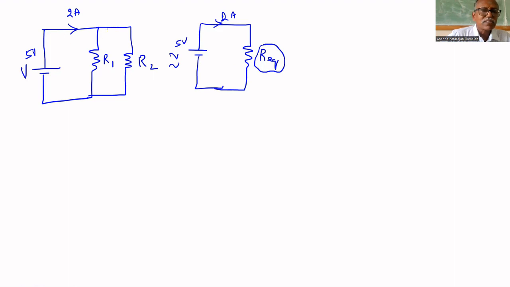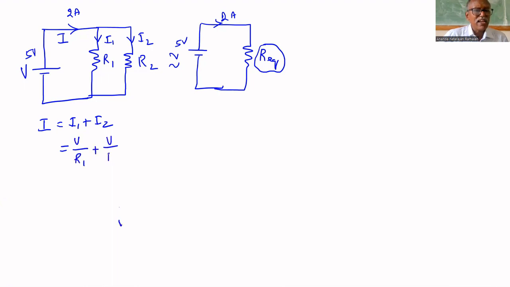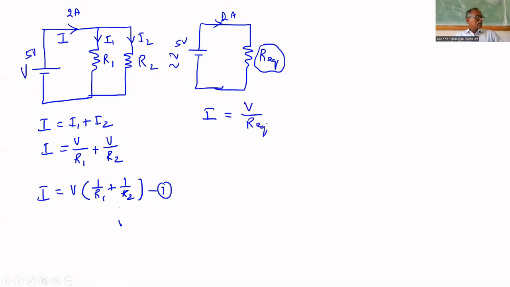How to find that? What is current through this, I1? What is current through this, I2? What is total current? I. So I can write I equal to I1 plus I2. By Ohm's law, how can I write I1? V, but it is a parallel circuit. There is no V1, V2. V only, because in a parallel circuit voltages are equal. So I can write V by R1 plus V by R2 equal to I, or I equal to V multiplied by (1 by R1 plus 1 by R2). Since it is an equivalent circuit, I equal to V divided by R equivalent. Am I correct or not?